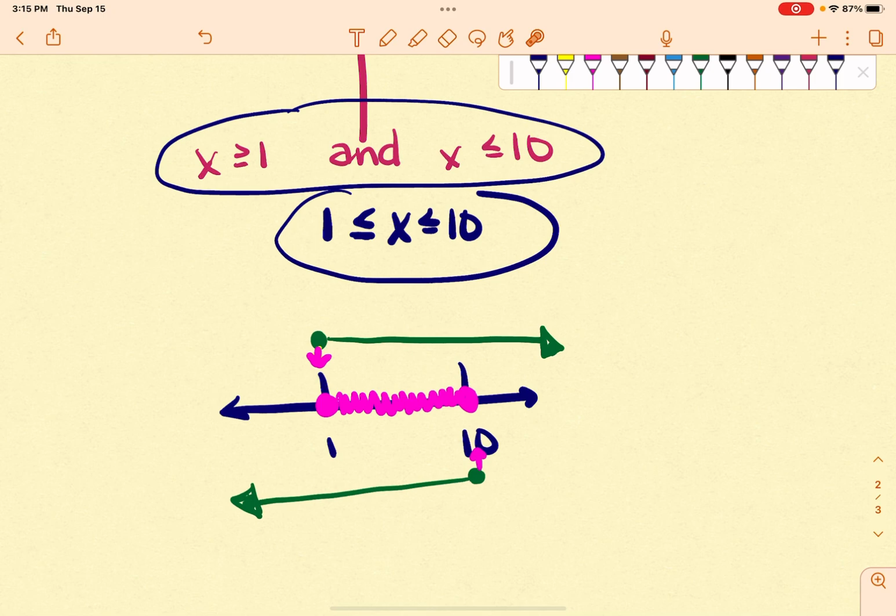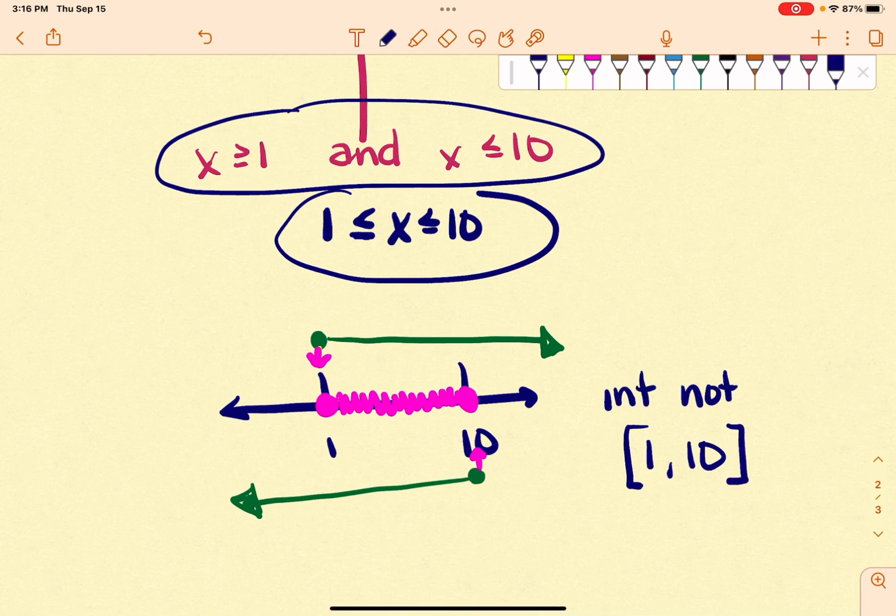So that's it. The good news is interval notation is pretty easy because this basically starts at 1 and ends at 10. So I have this. At 1, it's a filled in circle, so it's going to be squared. Same thing at 10. Okay, go over your notebooks, and this will be our warm-up tomorrow.